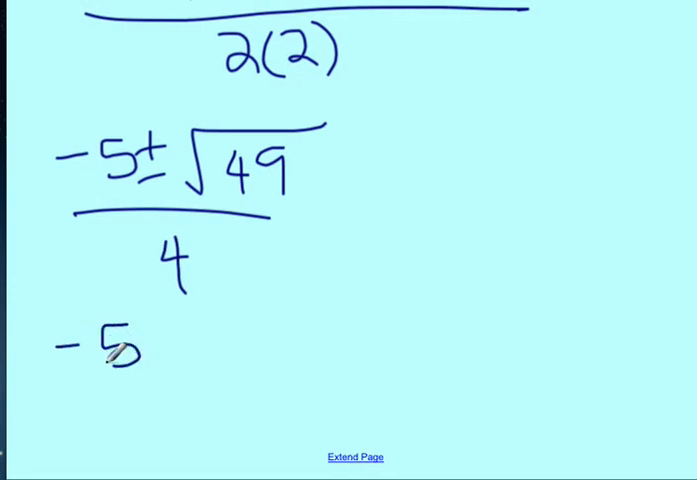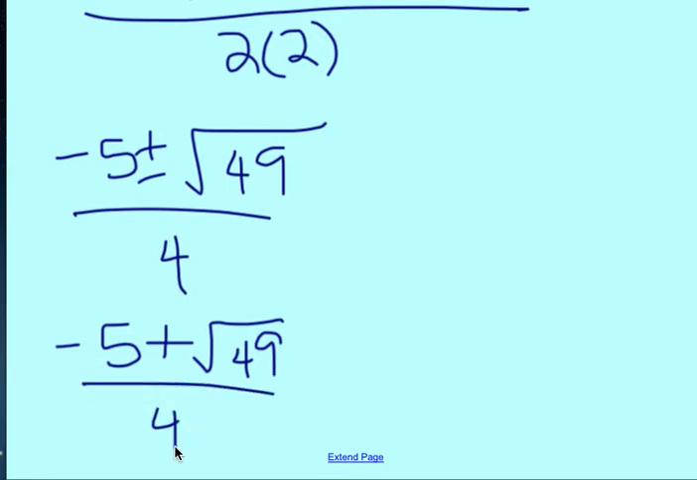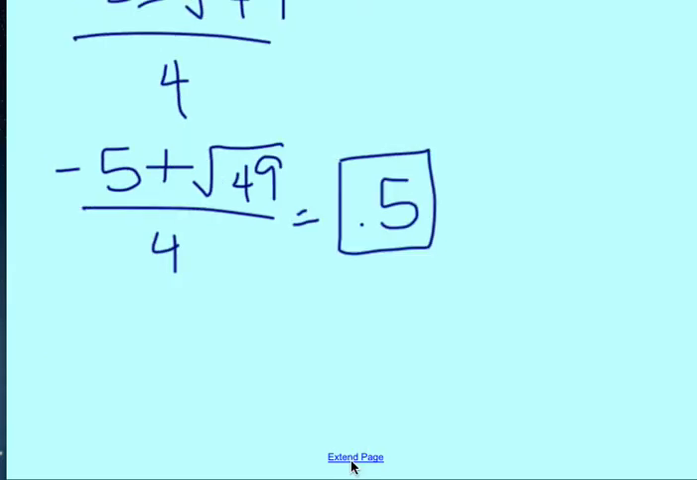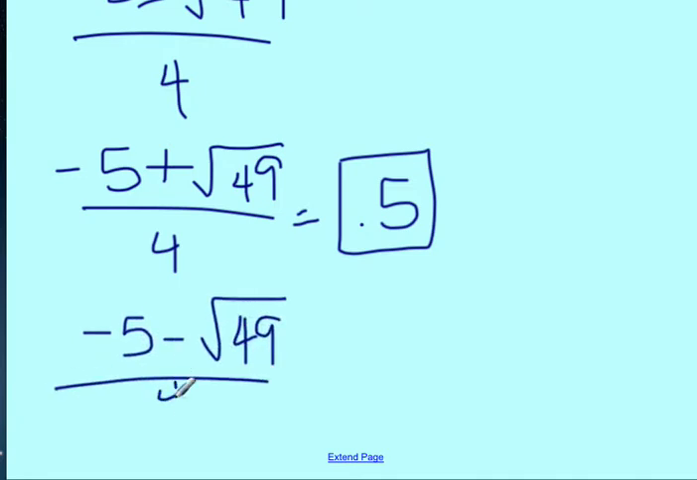So let's go ahead and do this. We have negative 5 plus the square root of 49. I'm going to type that in my calculator first: negative 5 plus the square root of 49. Hit enter, and then I'm going to divide it by 4. That's going to give me 0.5. Then I'm going to do negative 5 minus the square root of 49, hit enter in the calculator, then divide it by 4. And when I do that, I get negative 3.